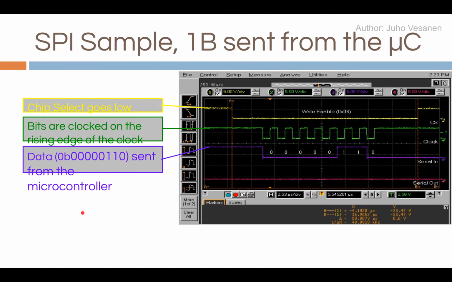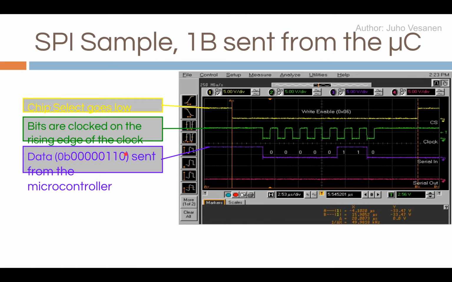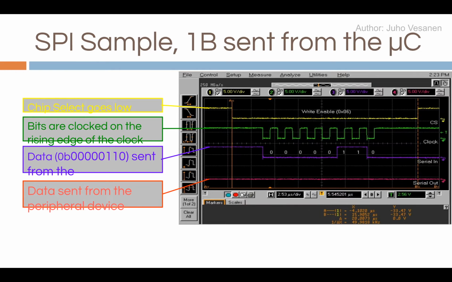Is this 0, 0, 0 and so on this way, or the opposite? It could also be 0, 1, 1, 0, 0, 0, 0, 0. So it's either 6 or 6, 0, depending on if this is most significant bit first or least significant bit first. And in this case, the serial out data sent from the peripheral device is nothing.